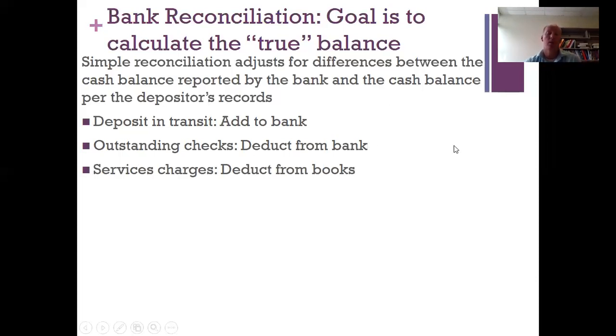All right, next one, service charges. I hate service charges. Service charges are something that, for whatever reason, the bank is charging us for something.